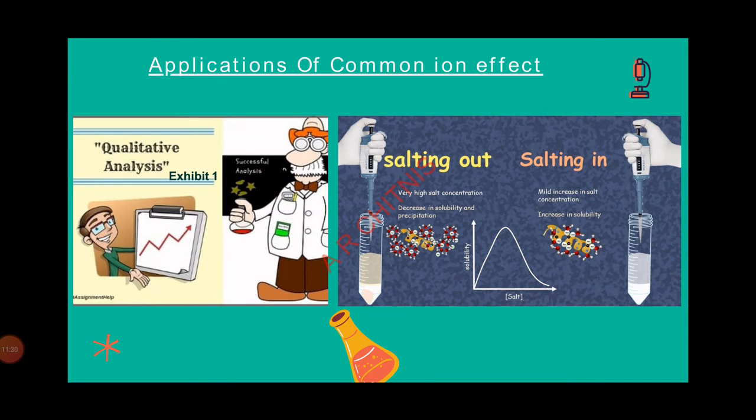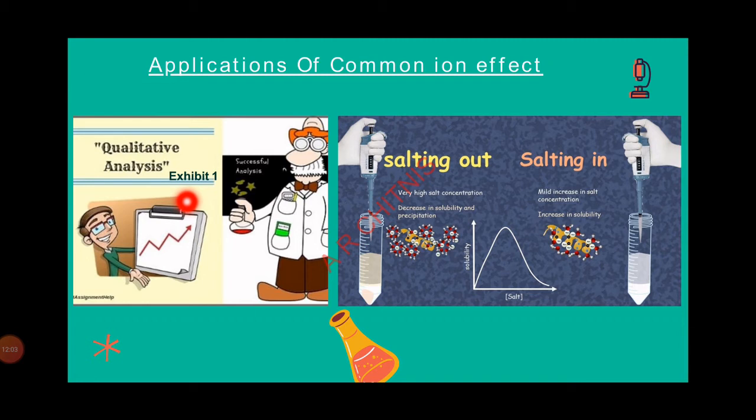Now let us look at the application part of common ion effect. The first application here is in qualitative analysis. In PUC second year or first year, we have learned the semi-micro qualitative analysis. What we do there is that particular group radicals are separated from the mixture. At a given time, only one radical can be precipitated out of the solution.